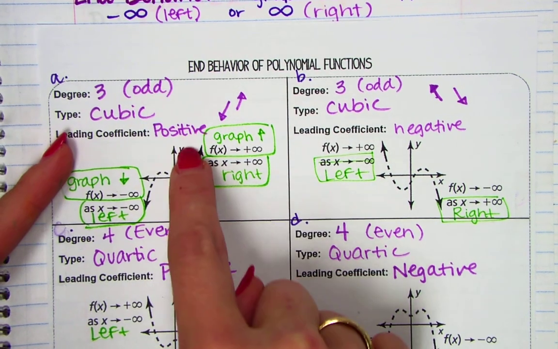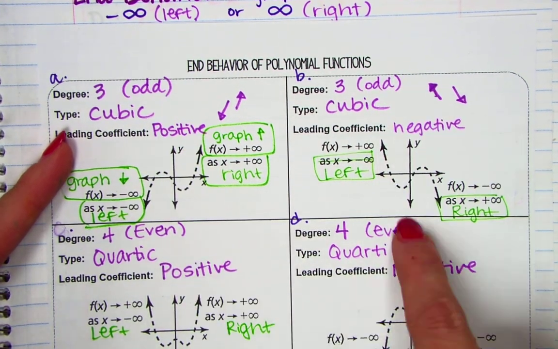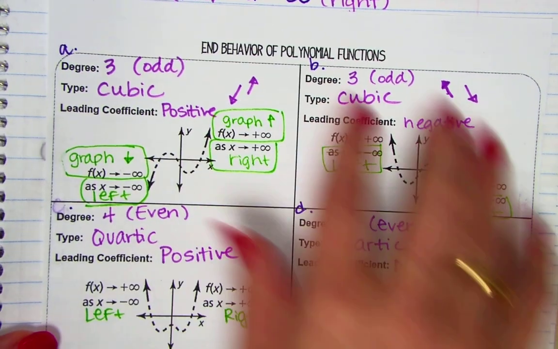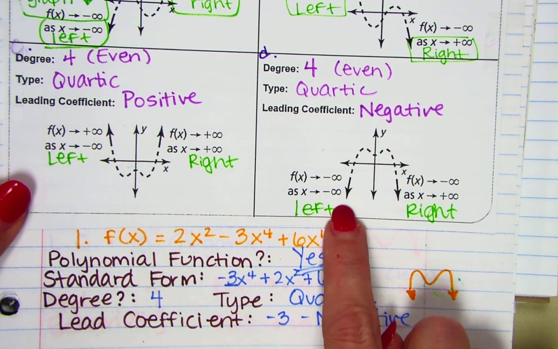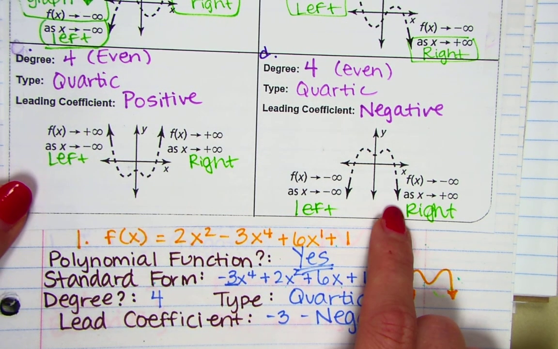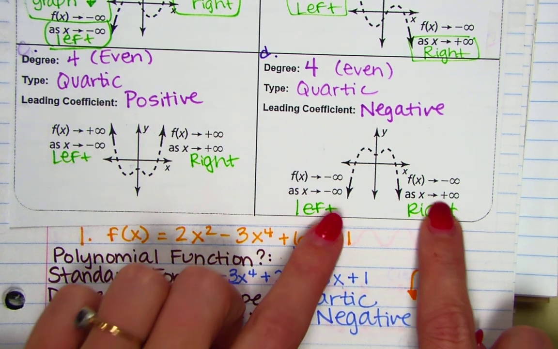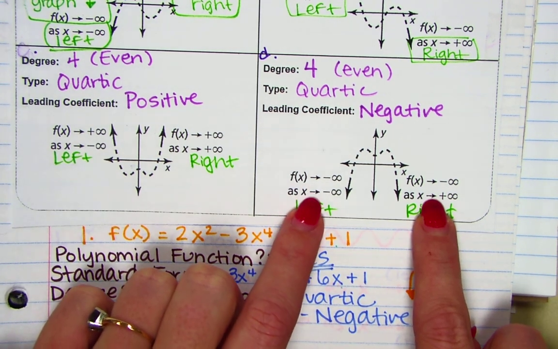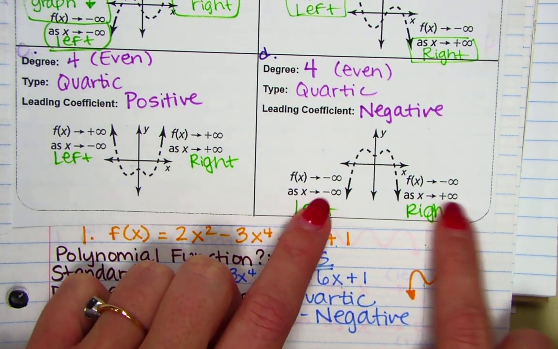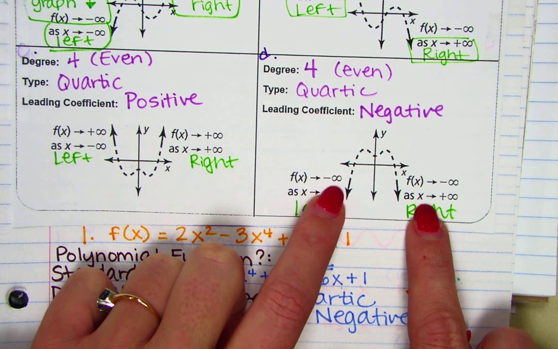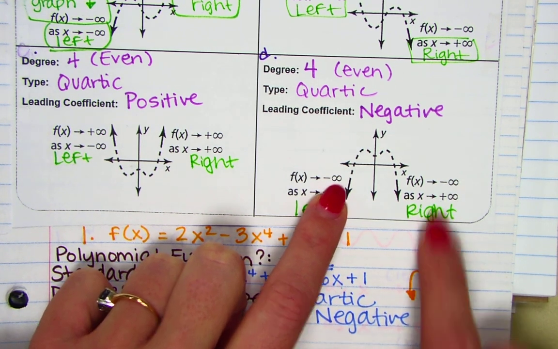Here we've got odd positive, odd negative, even positive, even negative. Okay, these are the 4 options you can have. Since we know it's even negative, we know both ends are going to point down. Okay, this is our end behavior. It's going to have the same end behavior no matter what goes on in the middle. Okay, so on the left-hand side, it's going to go down. On the right-hand side, it's going to go down.